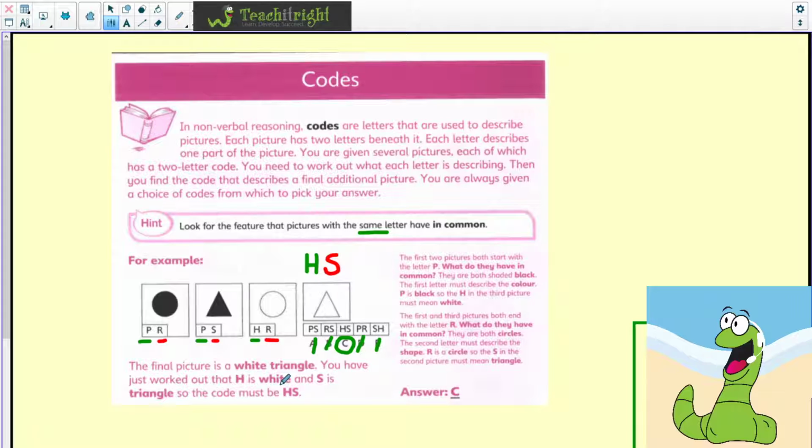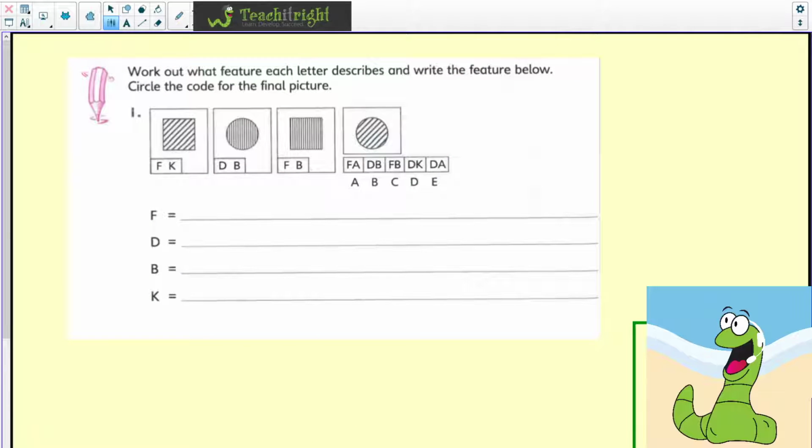So just going back, the first thing to do is to see what those shapes have in common and look for the letters that are the same. Let's now go and have a look at another example, and this is also on the bottom of page 58. So what I'd like you to do is have a go now at writing next to each of these letters what you think they stand for. So you can pause the video if you want to at this stage, and then we'll go down through and share with you what they stand for.